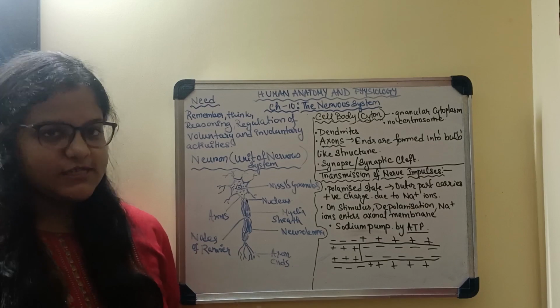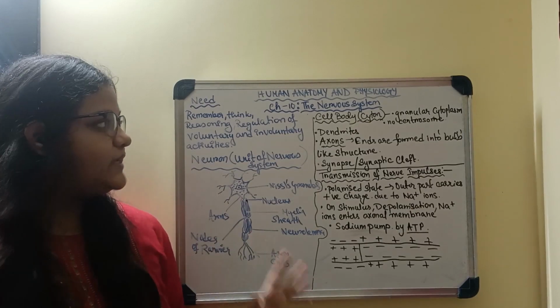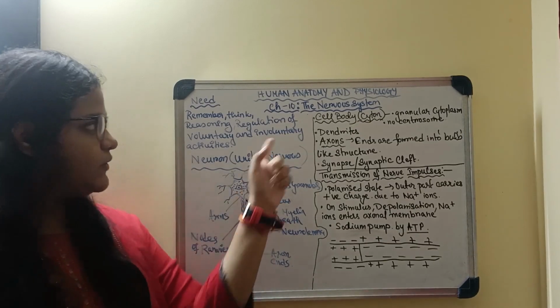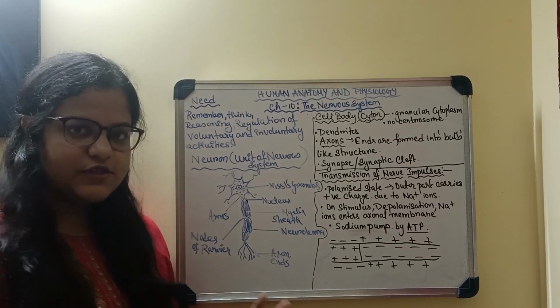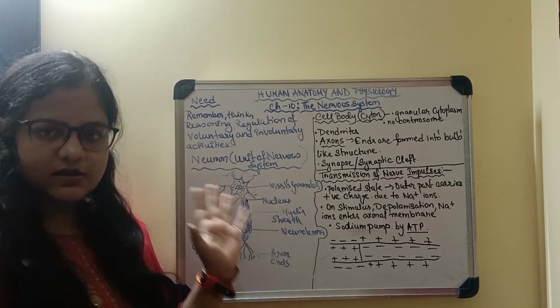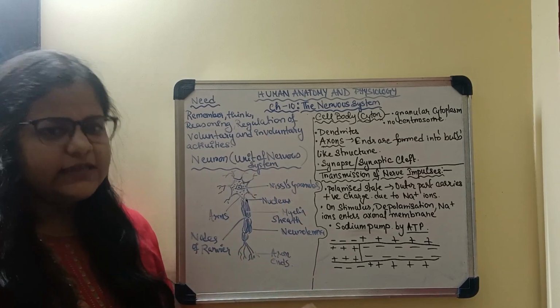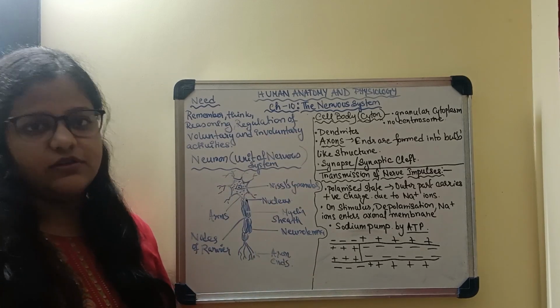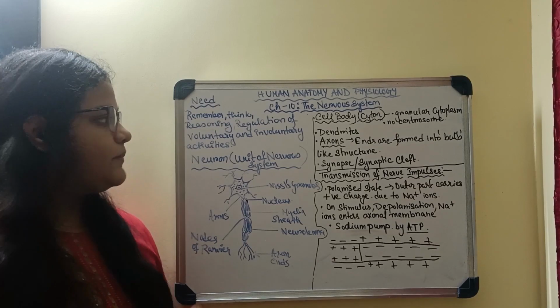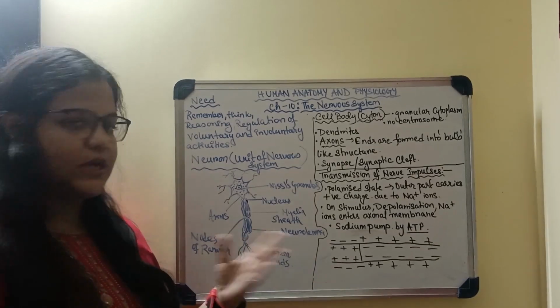So today we are discussing a very important and interesting chapter from human anatomy and physiology. This is the nervous system. Now, the basics of the nervous system we all know, that it deals with the brain, the nerves and the spinal cord. But we will read about its details in this chapter.